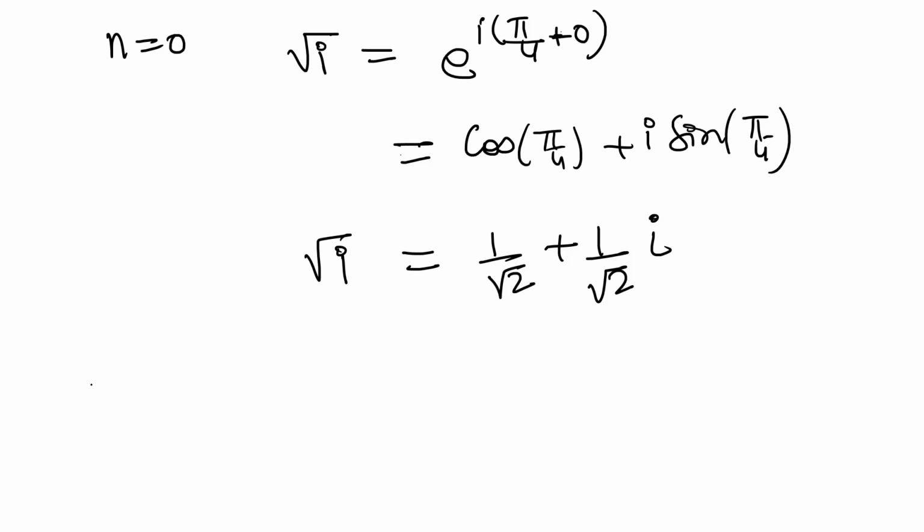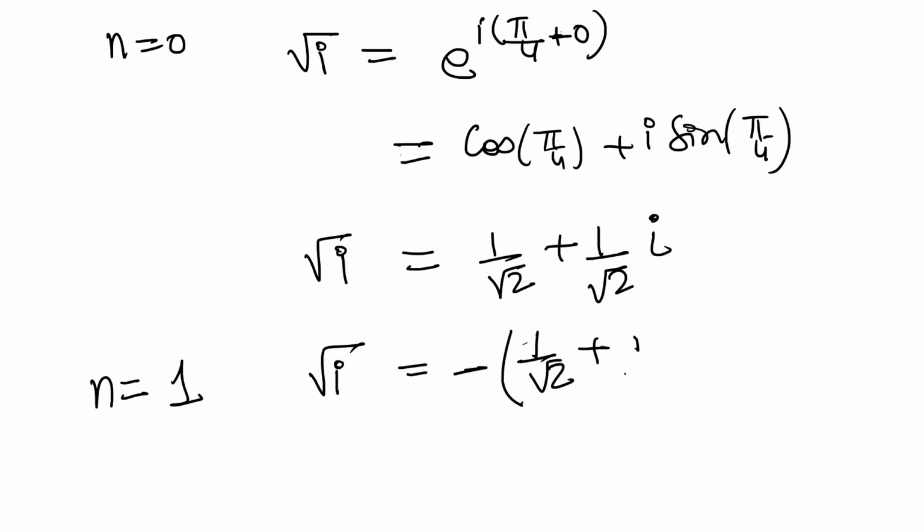Similarly, if you substitute n equals 1, we will get the second part of the answer that we got from the first method. The square root of i will be the negative of this expression that we have written here: negative of (1 by root 2 plus 1 by root 2 multiplied by i). These are the two values that we are getting for the square root of i.